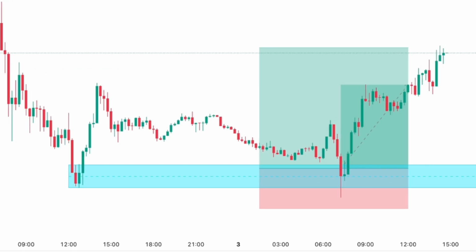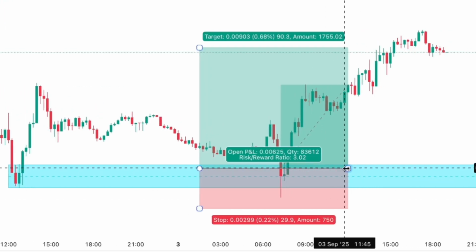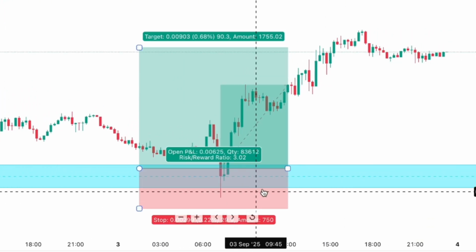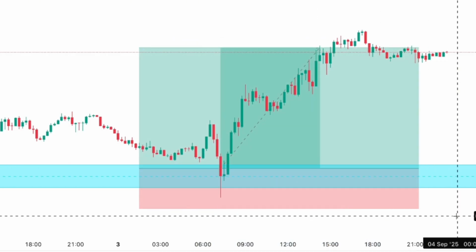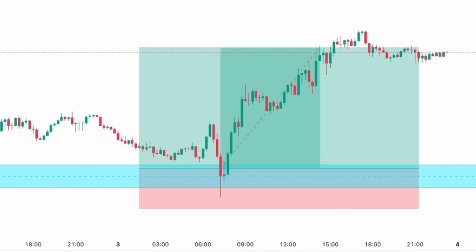Price retraces, taps into the zone, and this becomes my entry point for a buy. My stop loss is just below the demand zone, and for take profit, I can either target the next supply zone above or go for a fixed 1 to 2 risk to reward. As you can see, price reacts perfectly from the higher time frame demand zone, and the trade pushes into profit.